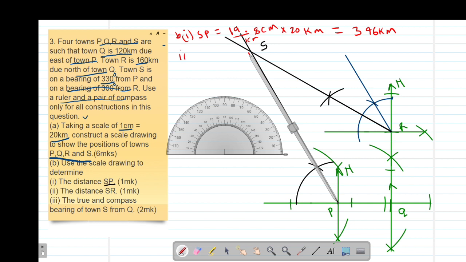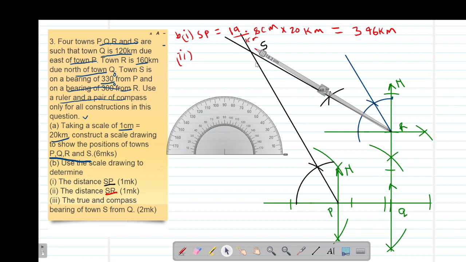So Roman 2, we are told that the distance SR, the distance from S to R. Of course S and R are already joined, so you can use your ruler to measure that distance. For my case, I'm going to use my pair of compass to measure that distance. So this is point R. I'm simply going to stretch it up to point S.